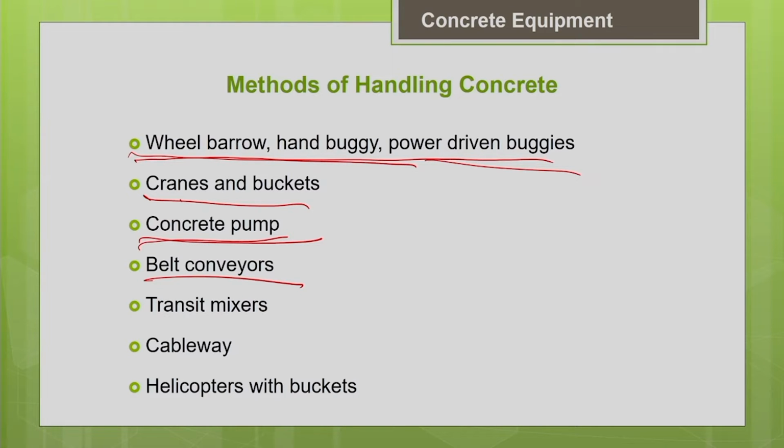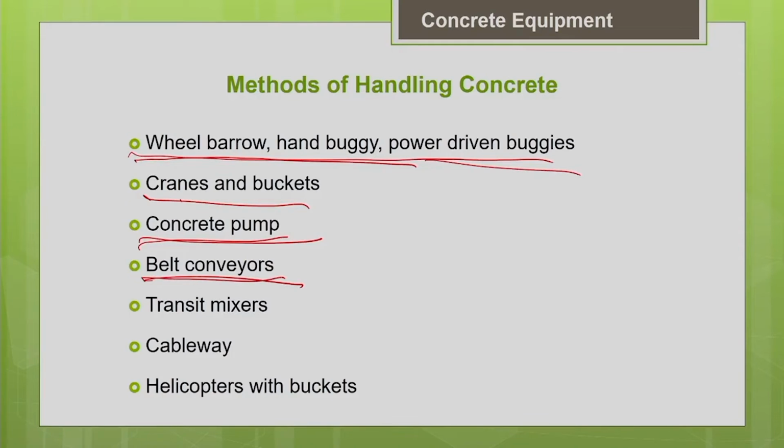Another commonly adopted method nowadays is pumping. Pumping is, I can say, the fastest method of placing the concrete when compared to the other conventional methods. And we also have the belt conveyors. When you want to place a very huge quantity of concrete over a large distance, you can go for belt conveyors. Then transit mixers, which we use for transporting the concrete from the batching plant to the job site.